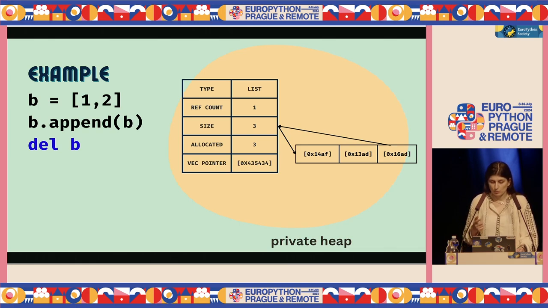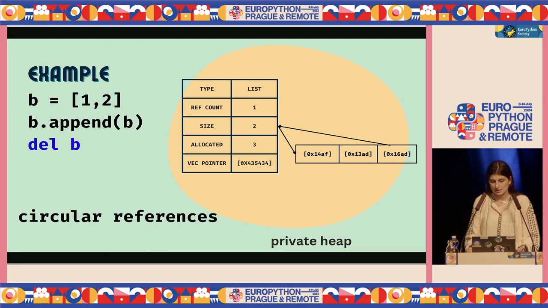The reference count just decreased by 1, but there are still references in our code, because the list references itself. This is called circular references. It can cause problems with memory, because the garbage collector relies on reference counts: when a count reaches 0, it means you can collect the object. In this case, we do not reach 0, so reference counting doesn't give us the possibility to do it.